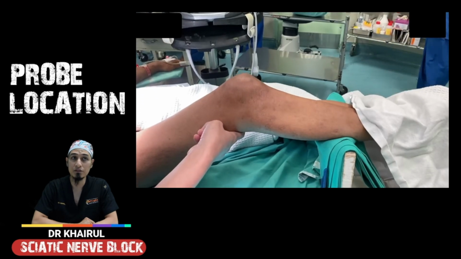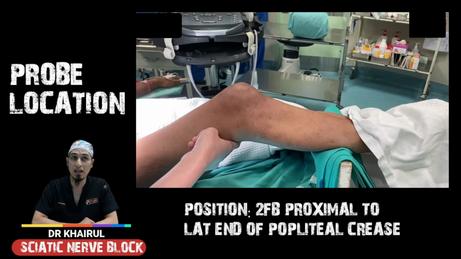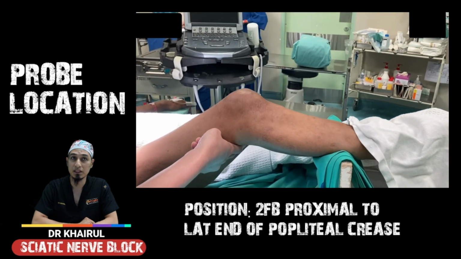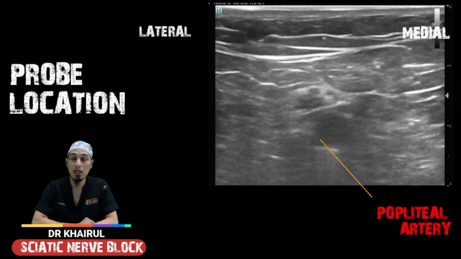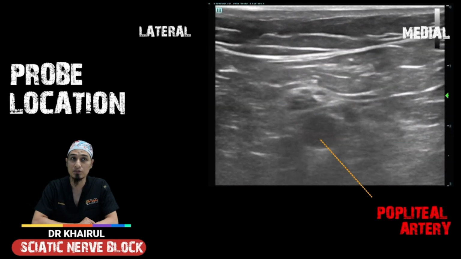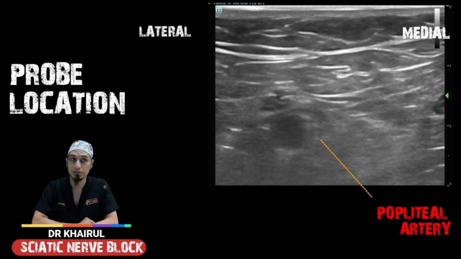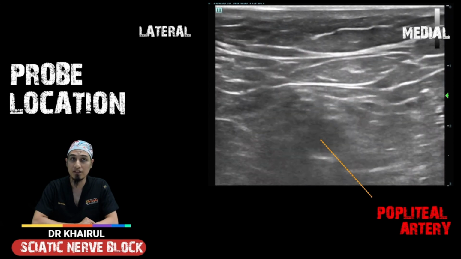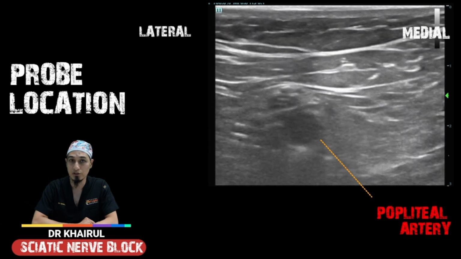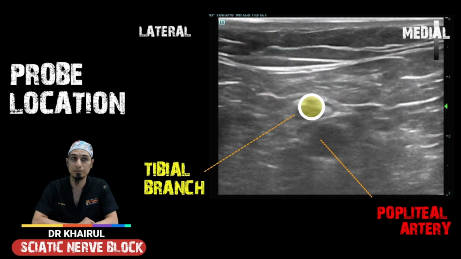Position a high-frequency linear probe at a point approximately 2 fingers breadth proximal and parallel to the lateral end of the popliteal crease from a posterolateral approach. Align further to optimize view of the popliteal artery. The tibial branch of the sciatic nerve itself can usually be seen posterolateral to the artery.